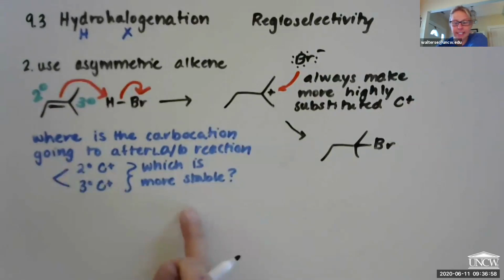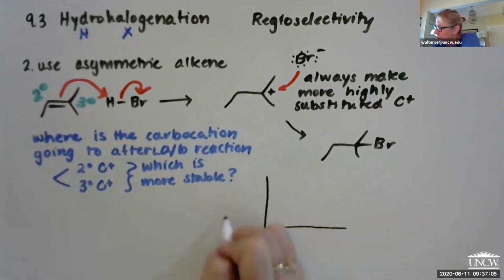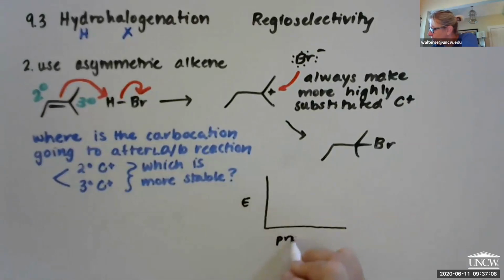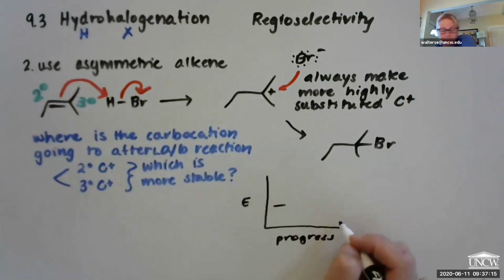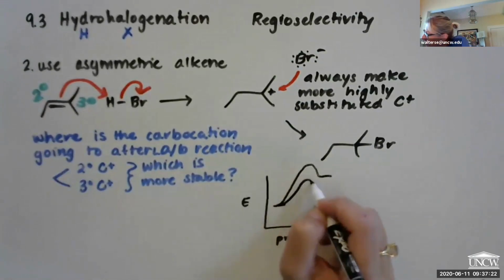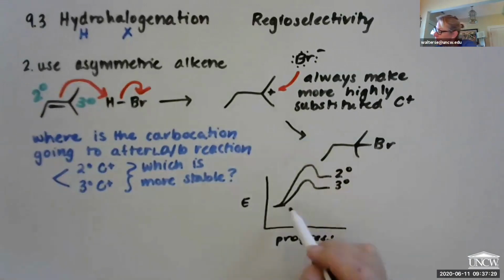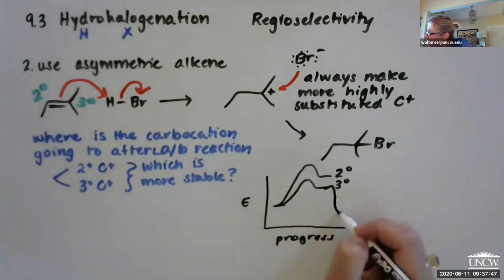Now the evidence for this, or the justification for it, is easy to see if you draw an energy diagram. So here we have energy, and then this is progress. Okay, so here are your reactants to go to products. Step one is formation of a carbocation. So a secondary carbocation is higher in energy than a tertiary carbocation. That also means that the activation energy for formation of the secondary carbocation is higher. So the easier process, the cheaper process energetically, is to make the tertiary carbocation. The second step then, which is nucleophilic attack, would be pretty fast down to your products.